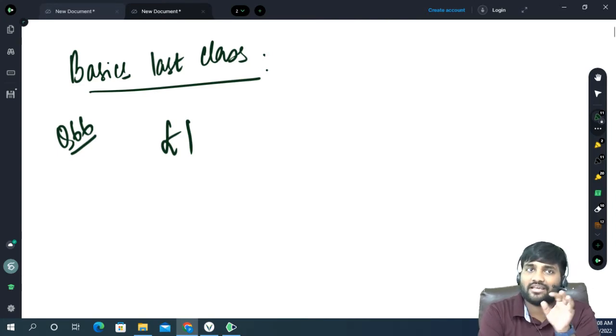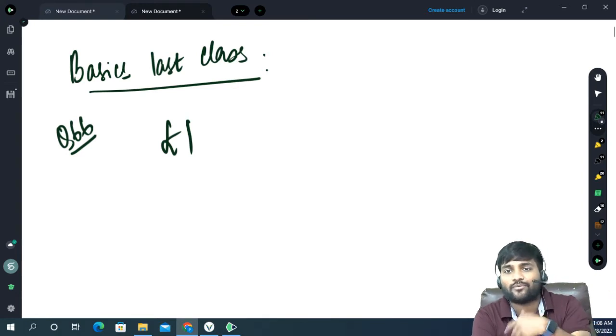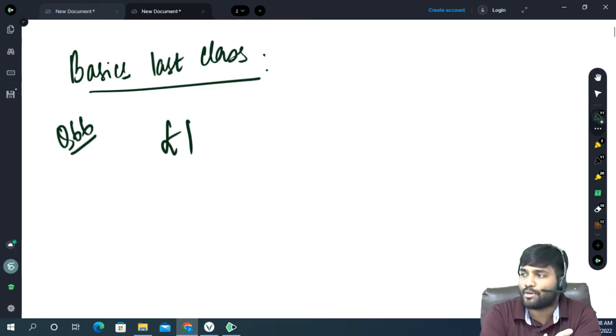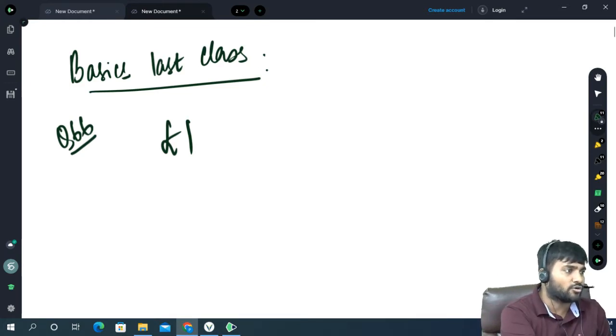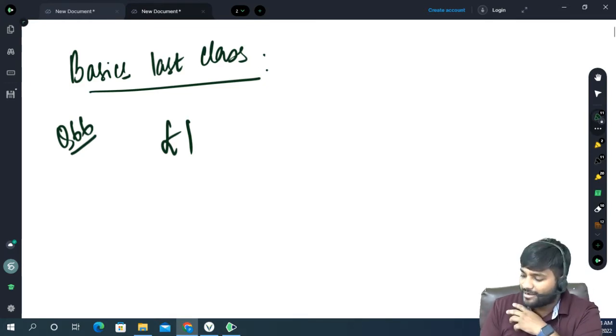And for example, in total if there are 1 lakh tickets and they give a prize of 1000 to 20%, then out of 1 lakh, 20% are going to get the prize. So the probability will be 20 by 1 lakh. It's very simple. Favorable by total.